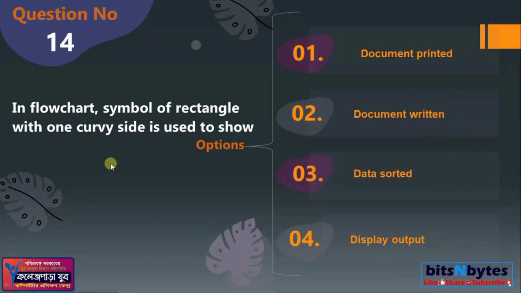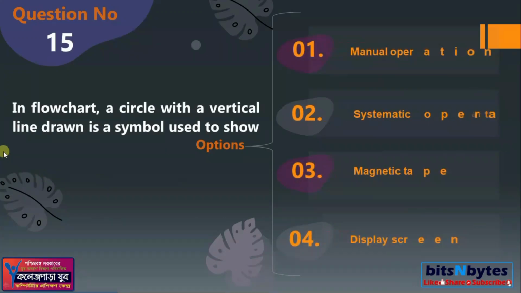Question 14. In flowchart, symbol of rectangle with 1 curved side is used to show 1. Document printed. 2. Document written. 3. Data sorted. 4. Display output. Answer: document printed.